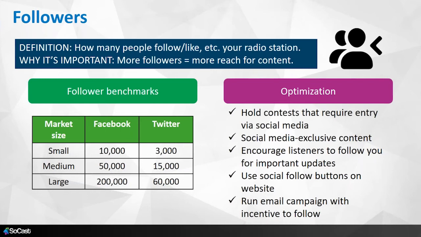Benchmarks certainly vary by market for this one. Larger market brands will generally have a bigger fan base that they can extend into social. To give you some sort of idea by market size, for small markets, you should aim for about 10,000 Facebook and 3,000 Twitter followers. For medium-sized markets, you should aim for about 50,000 Facebook and 15,000 Twitter followers. And for large markets, you should aim for over 200,000 Facebook and 60,000 Twitter followers. Again, these numbers vary by station, even within market size segments, and there are obviously outliers.